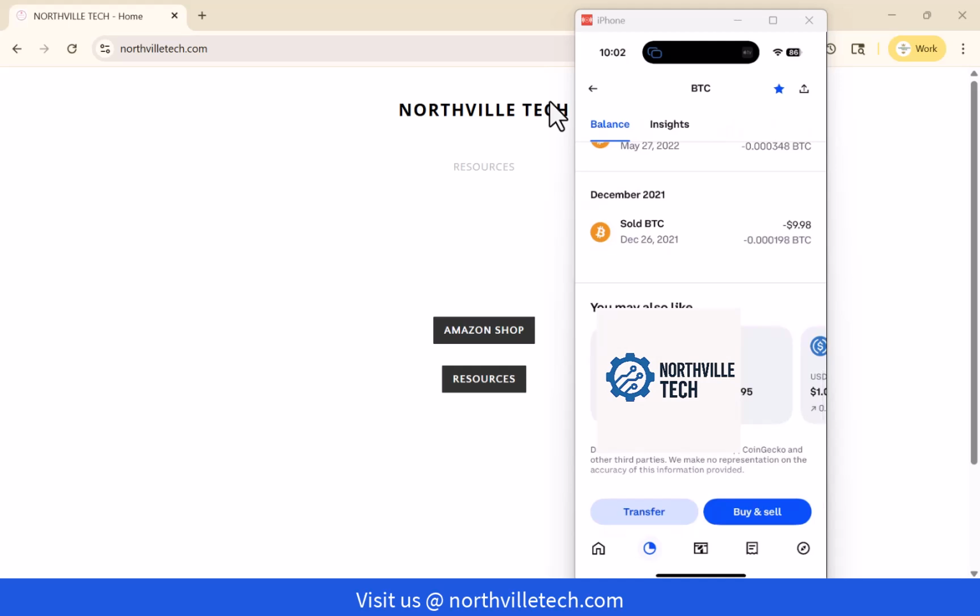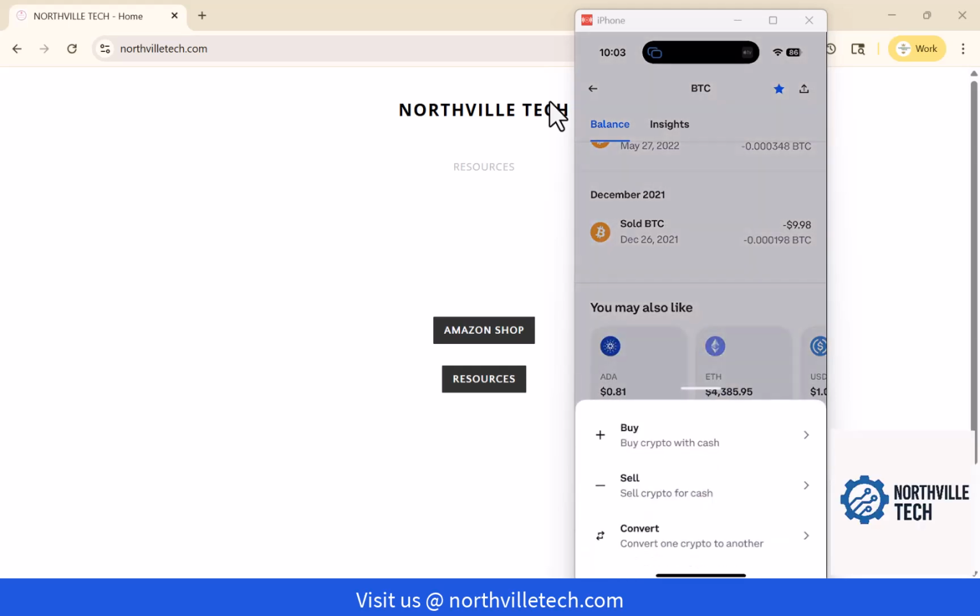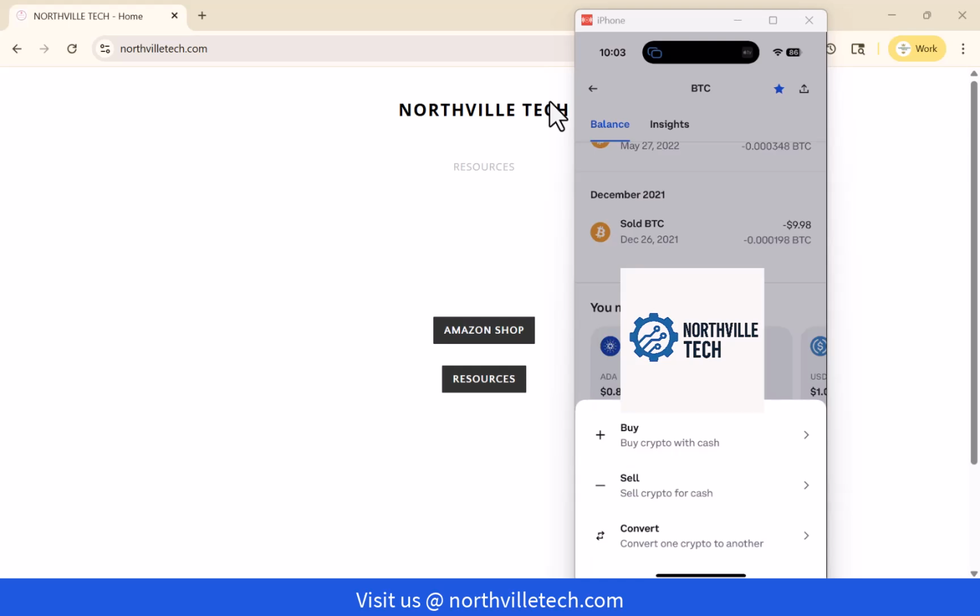Oh wow. Okay, so now at the bottom you can see buy and sell. Go ahead and tap on buy and sell. And once you tap on buy and sell, you will see three options: buy, sell, and convert. So in this case, we're planning to sell Bitcoin dust. So we need to tap on the sell option.